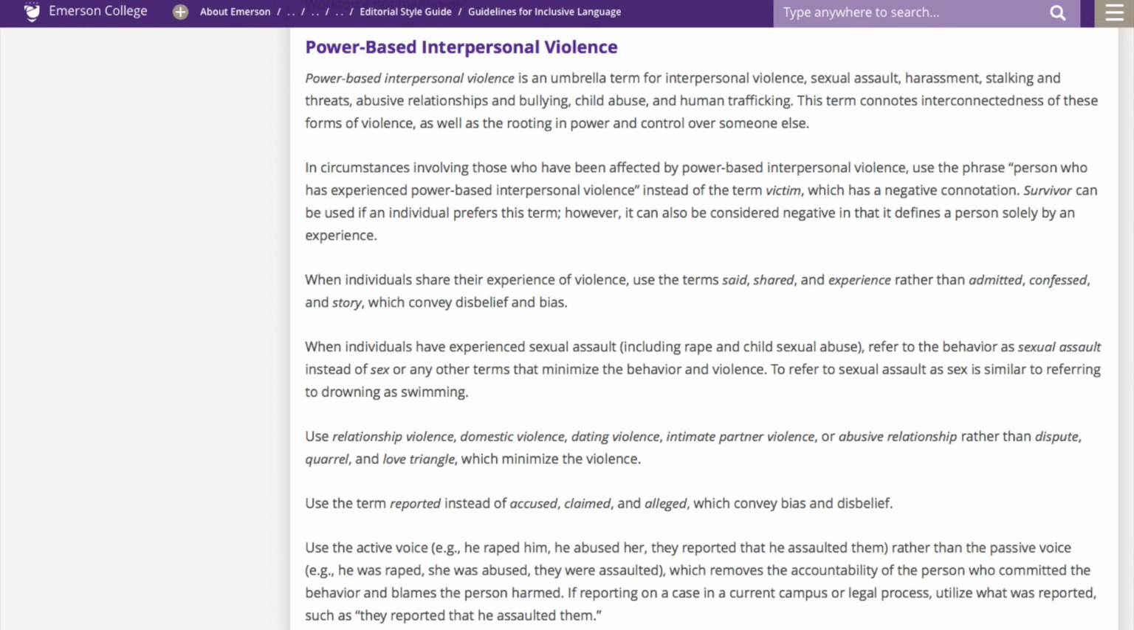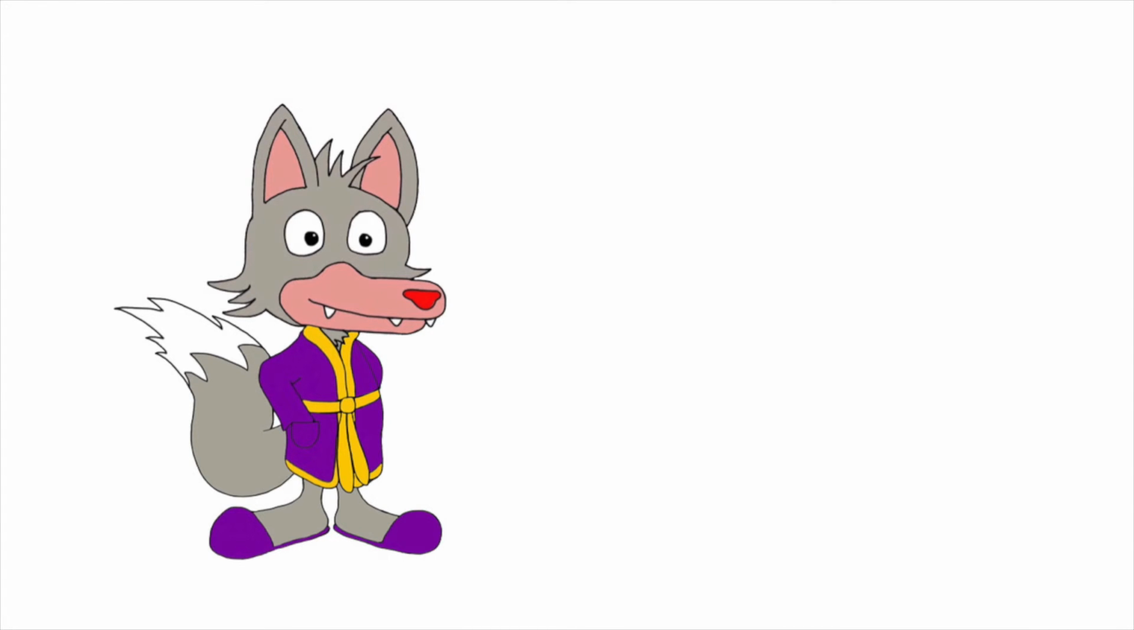Use the term reported instead of accused, claimed, and alleged, which convey bias and disbelief again. Innocent until proven guilty, dickheads. Until this person is proven of rape, then the person who has claimed to have experienced power-based interpersonal violence has reported it, and reported it is all they've done. An investigation will take place to see if the person has actually experienced what they say they have, or to see if it was a load of shit because that person was lying.